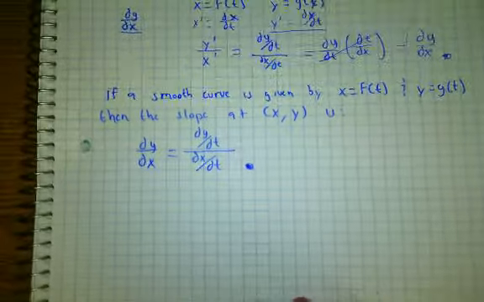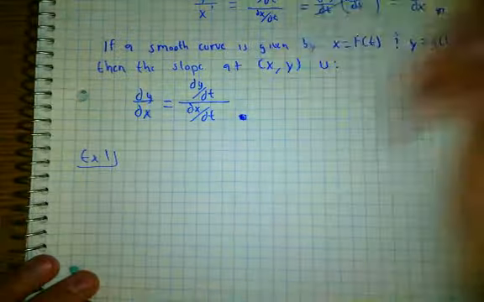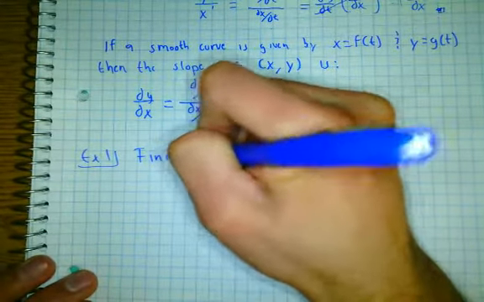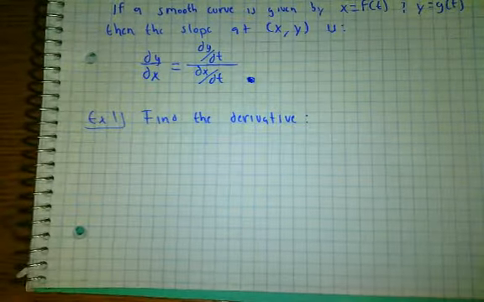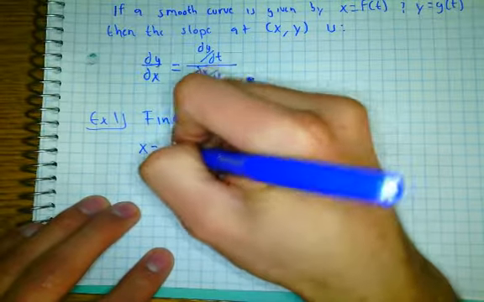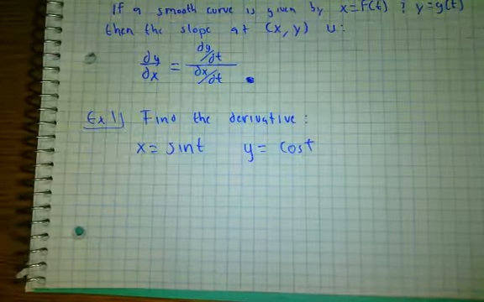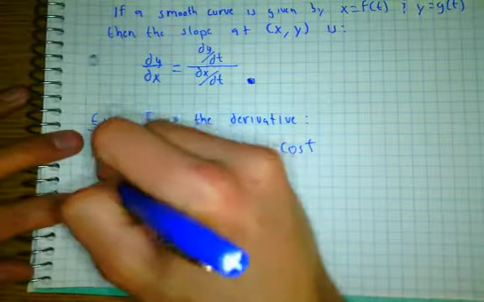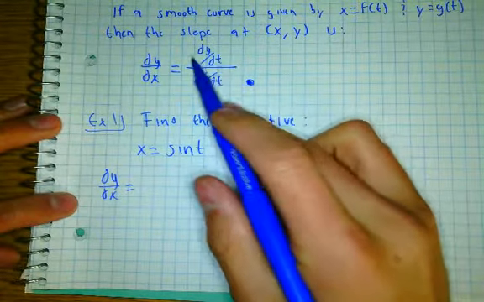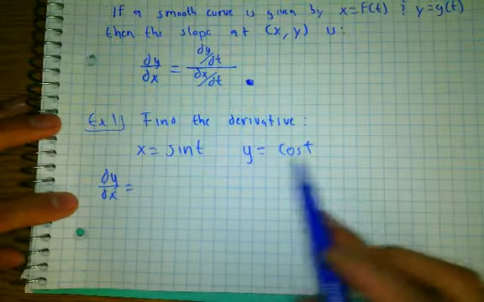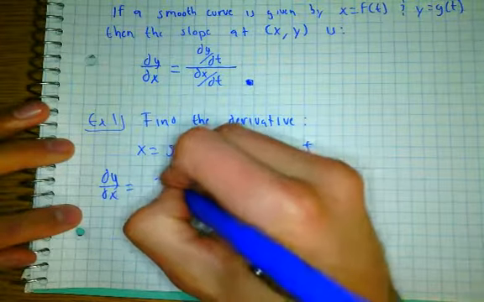So let's go ahead and try an example. Example number 1. Let's say that you have the following. We're going to find the derivative, and I've got to give you a set of parametric equations. So let's say that x is equal to sine of t and y is equal to cosine of t. And we want to find the derivative. So the derivative of this is dy over dx, and if I go back up here, I need the derivative of the y function in terms of t. The derivative of cosine t would be negative sine t. So that's going to be negative sine t.